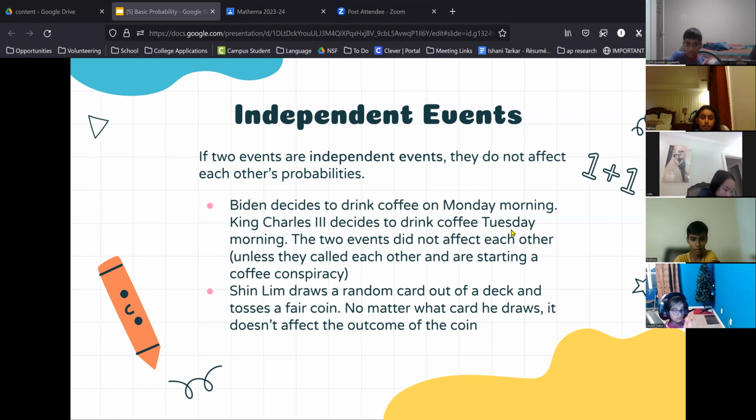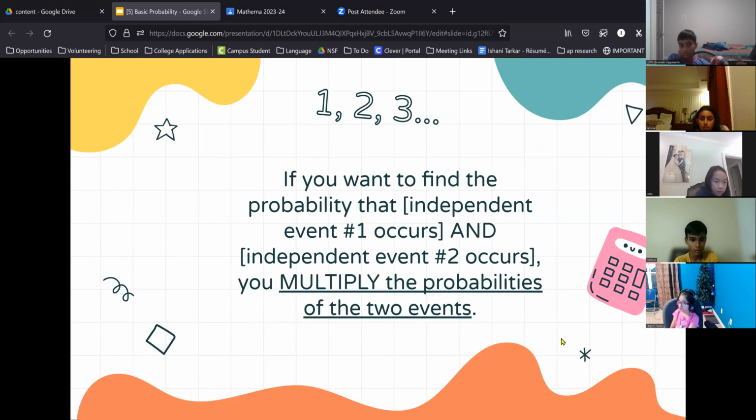So if I were to draw a card out of a deck and toss a fair coin, then no matter what card is drawn, it doesn't affect the outcome of the coin, right? The probability of spinning a specific color on a wheel or rolling a die, as another example, would not impact each other. If you want to find the probability that two different independent events occur, then you multiply the probabilities of these two events. This might also seem a bit confusing, so we are going to go over a problem.